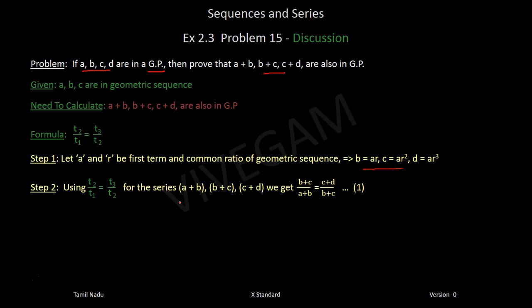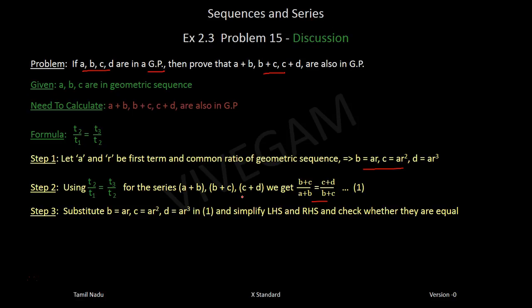Now, you also know, if you have to prove in a GP, which I was telling a few seconds back, that T2 by T1 will be equal to T3 by T2. So if you want to show these three are in GP, this divided by this must be equal to this divided by this. That is B plus C divided by A plus B will be equal to C plus D divided by B plus C. If you can prove this equation, then these three are in GP.